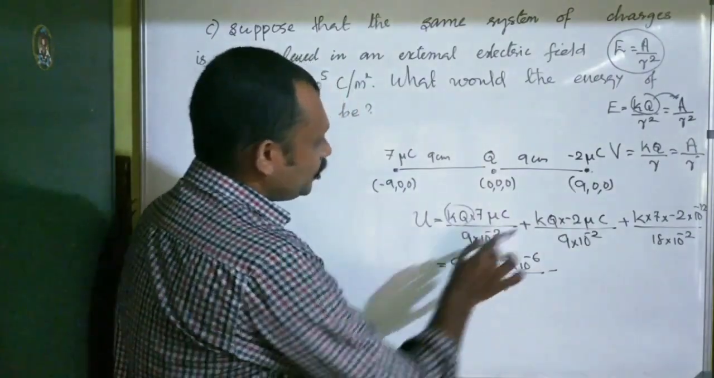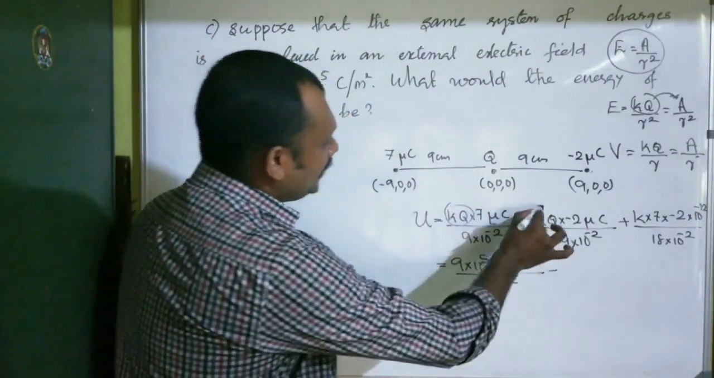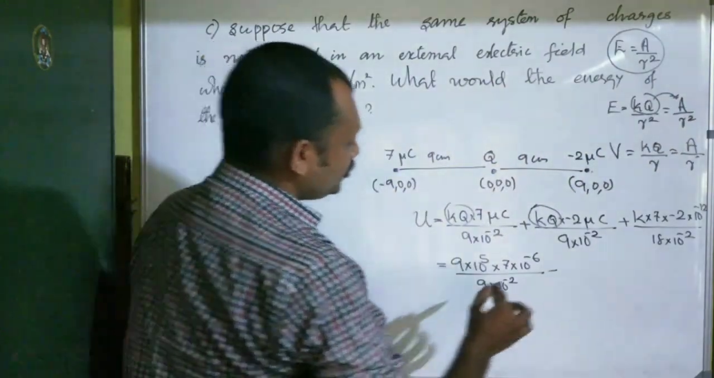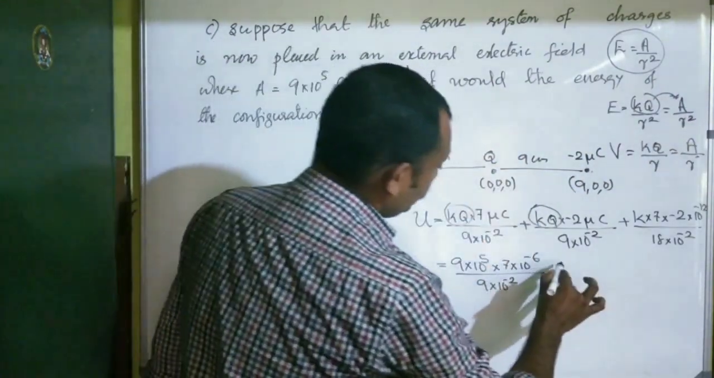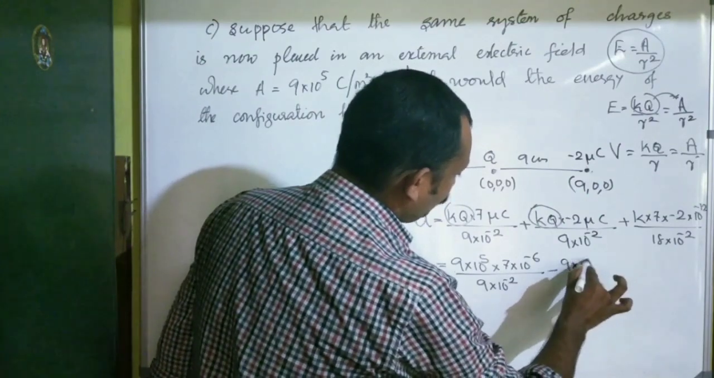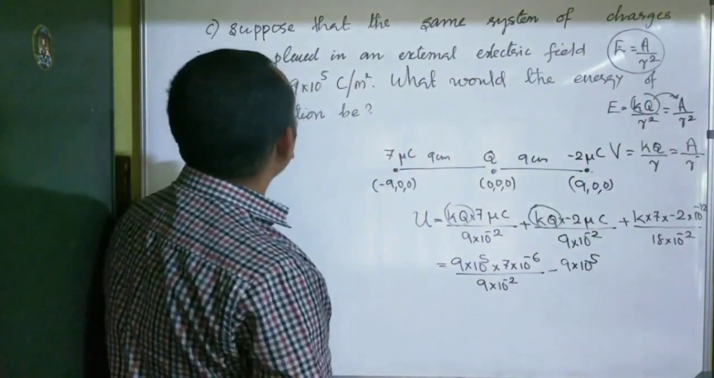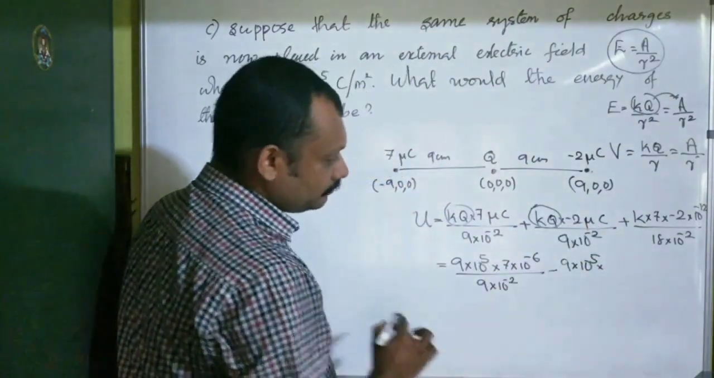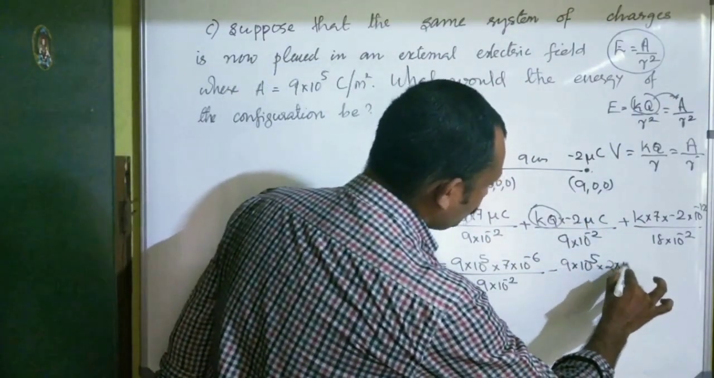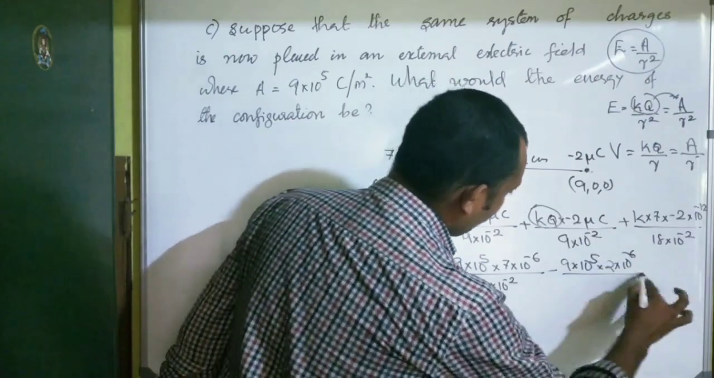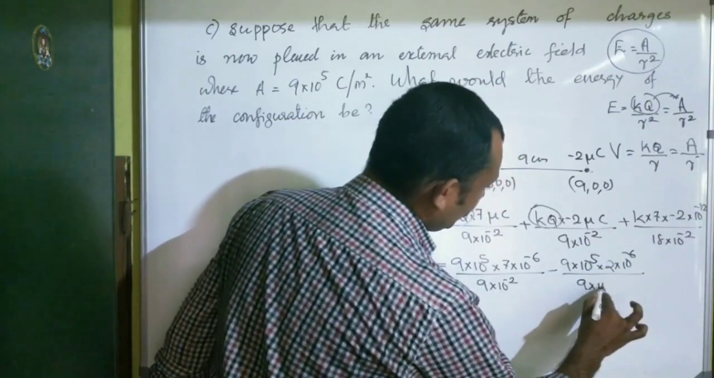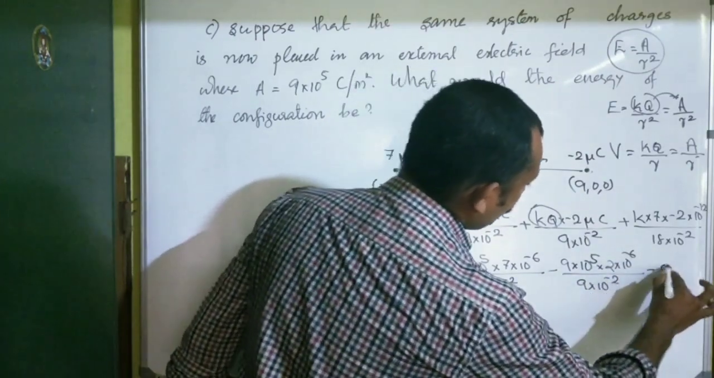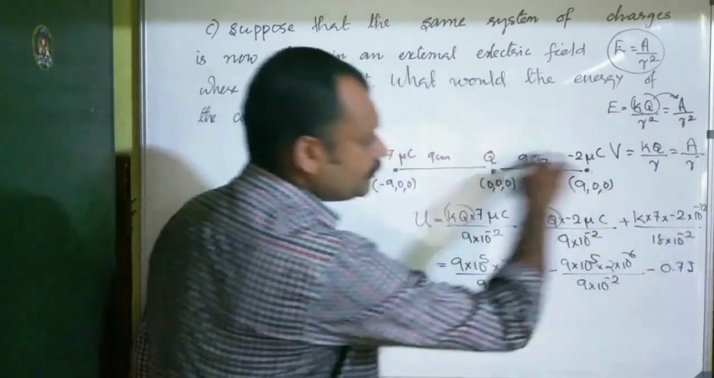Minus. Why minus? Because this is a negative charge. Again substituting the value of KQ. What is KQ? A. And A is 9 into 10 raised to 5, 9 into 10 raised to 5, into minus 2 into 10 raised to minus 6 divided by 9 into 10 raised to minus 2. Minus 0.7 joule that we have calculated in the first part itself.